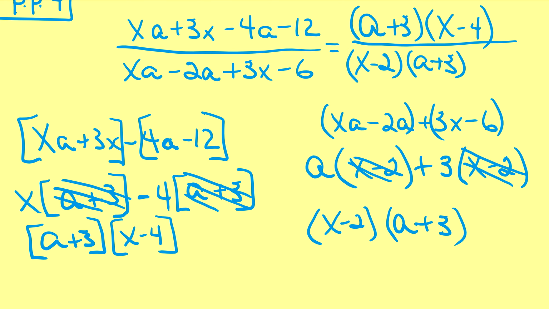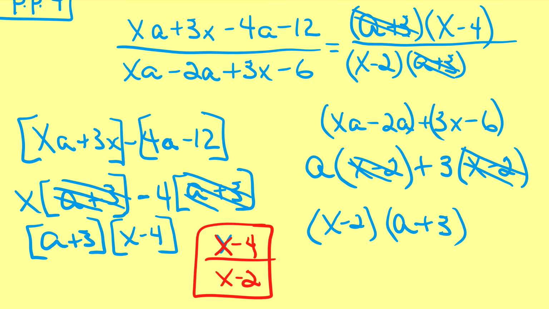There. And now we're at the point where we can do our canceling of like terms. So the a plus 3's cancel each other out, and I'm left with the answer. I'll put it in red: x minus 4 over x minus 2. And that would be my final answer.